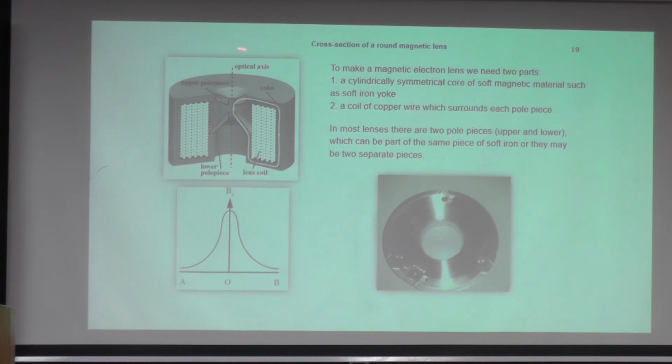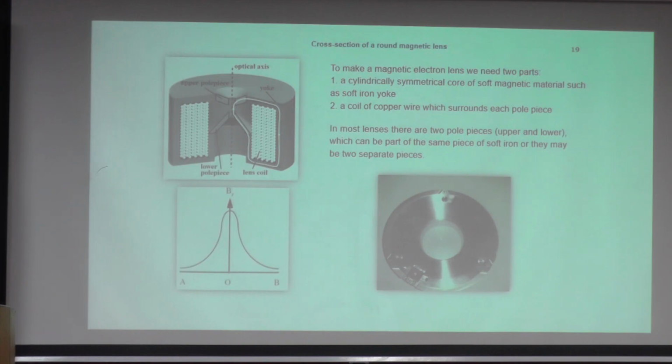So this is the cross section of such a round electromagnetic lens. This is the yoke. This is the first part, and inside of this yoke we have copper wires which are wound around and seated here. Now to make the magnetic field stronger, we need some pole pieces inside the lens, which make the distribution of the magnetic field more uniform.